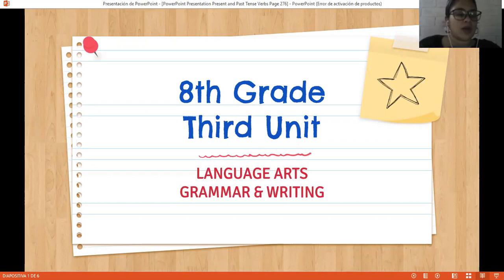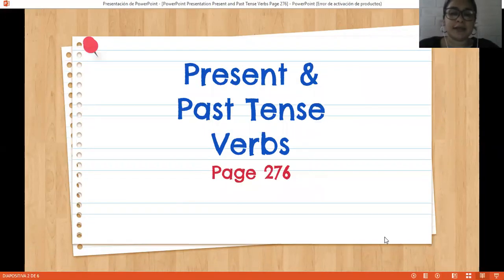Okay, so we're going to look first, guys, at the present and past tense verbs. Like I said, this is our main topic right now. You will find this on page 276 of your language book. So you can open up the page and we will see that topic together. And we will take a look at some examples and how we add ed, s, and different things to the sentences, okay? So the first example you see in the book is the first example you will see on the video.